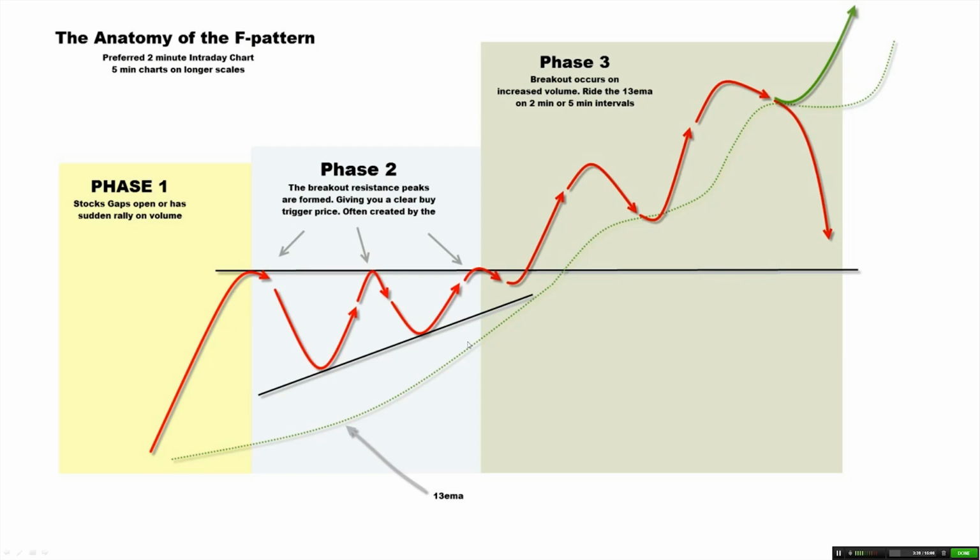Phase 2 is the consolidation period. Phase 3 is the breakout in volume, where either the stock just gets a quick spike up, or it continues to ride a trend on whatever interval you're looking at. I prefer 2-minute and 5-minute. It's up to you, whatever you want. You can get a feel for it. You can do 1 minute, 3-minute, 10-minute, 15-minute, 30-minute, hour. It's all personal preference. I personally use 2-minute and 5-minute, more so 2 minutes over 5 minutes.